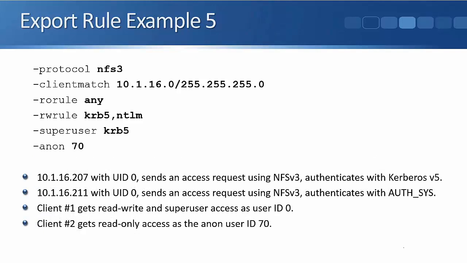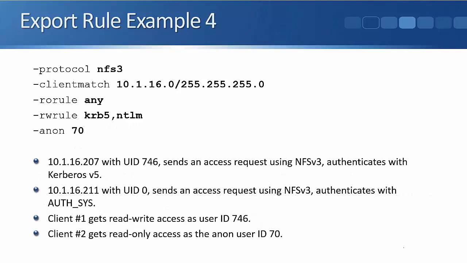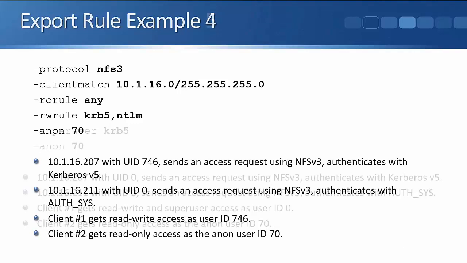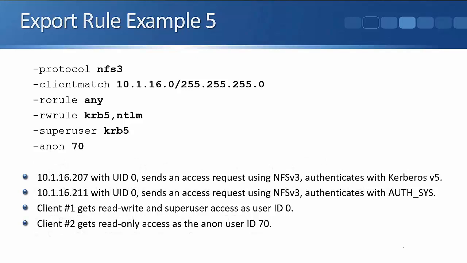And a final example where we can see where we are using the superuser option. Protocol and client match, the same as in all the other examples. Here, read-only rule of any, a read-write rule of Kerberos and NTLM. So if we look back at the previous example, the read-only rule and the read-write rule are the same. But now we also specify the superuser option with security type Kerberos 5. Again, the anonymous user is being mapped to UID 70.